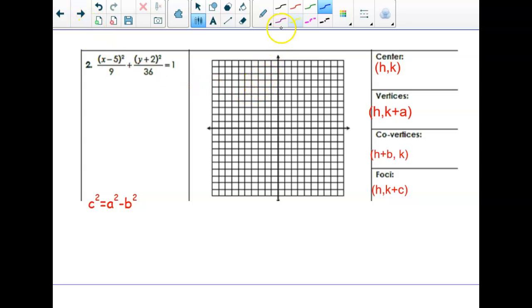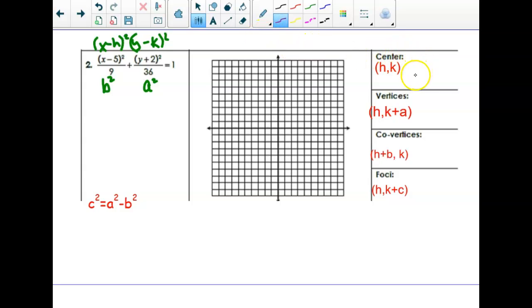All right, let's try number 2. What's changing this time on us? Okay, so this is x minus h and y minus k. And where's the a? Yeah, the a squared is the bigger one, so it's underneath the y, so it's going to be longer up and down this time.